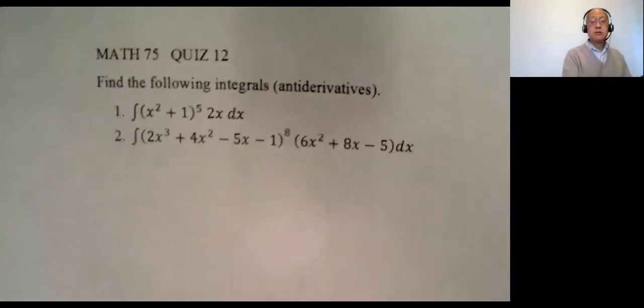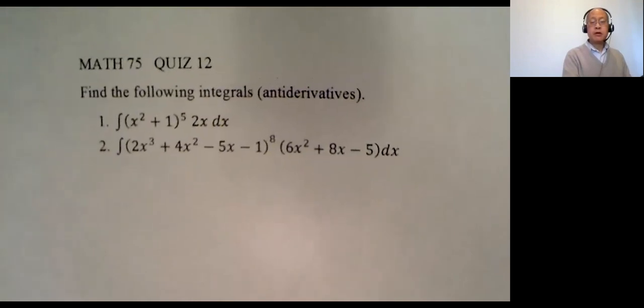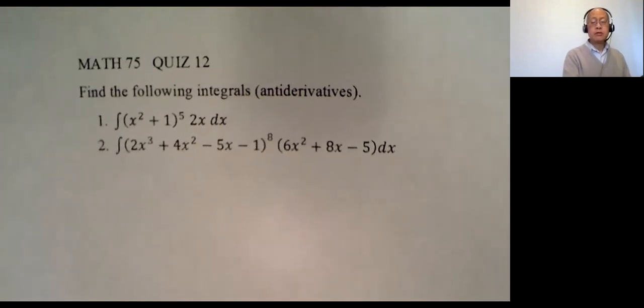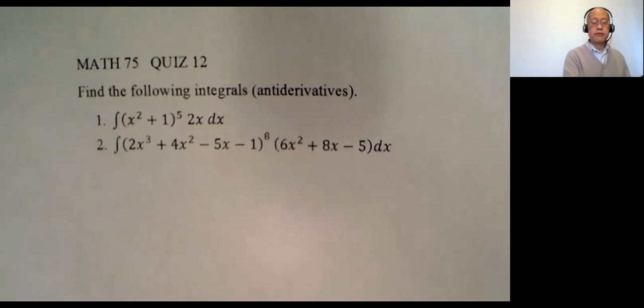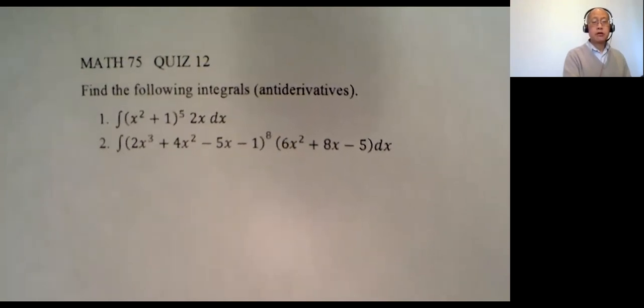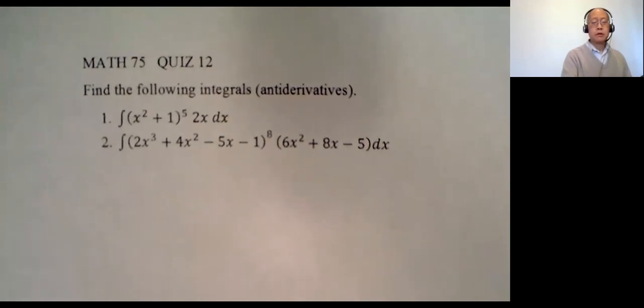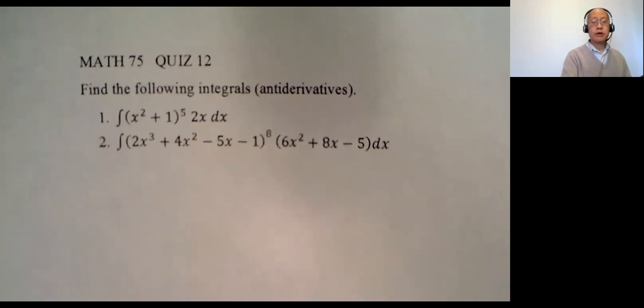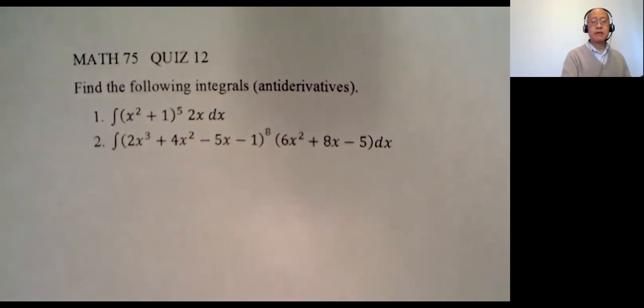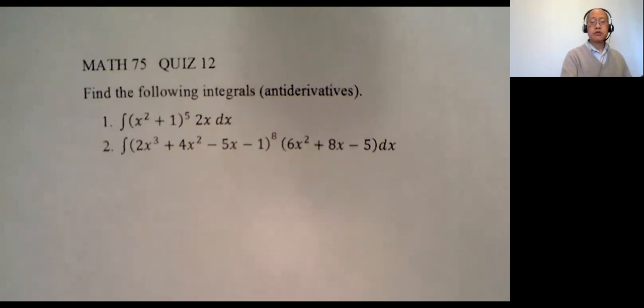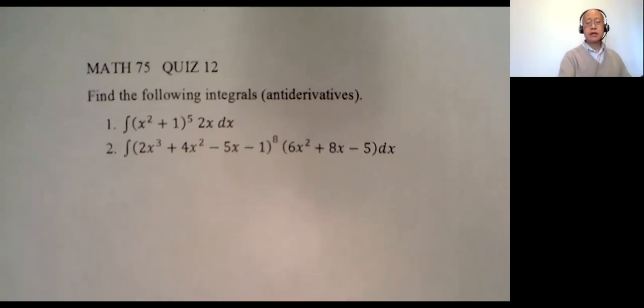Okay, so quiz time. Get your cell phones out. I'll be ready to do a screenshot. Find the following integrals or antiderivatives. Do it by use substitution. It's actually fairly straightforward, I think. Number one, integral of x squared plus 1 to the 5th power times 2x dx. Number two, integral of 2x cubed plus 4x squared minus 5x minus 1 to the 8th power times 6x squared plus 8x minus 5 dx.